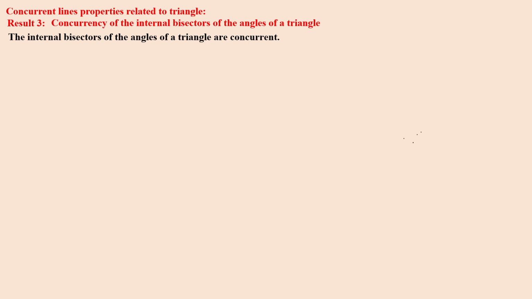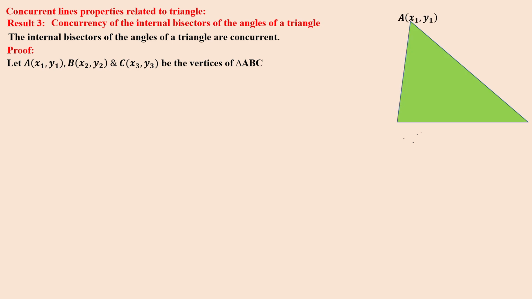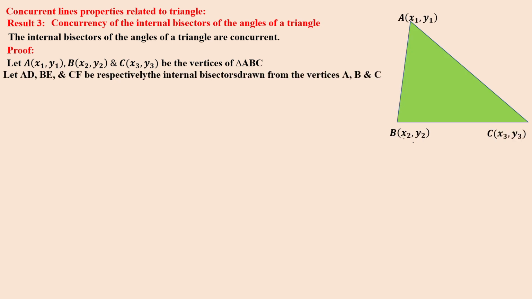Next, the concurrency property. Concurrency of the internal bisectors of the angles of a triangle: the internal bisectors of the angles of a triangle are concurrent. Let A(x1, y1), B(x2, y2), C(x3, y3) be the vertices of triangle ABC. Right? This is the triangle.